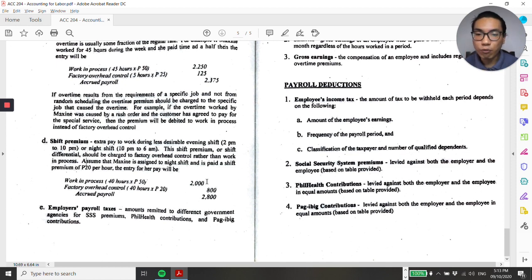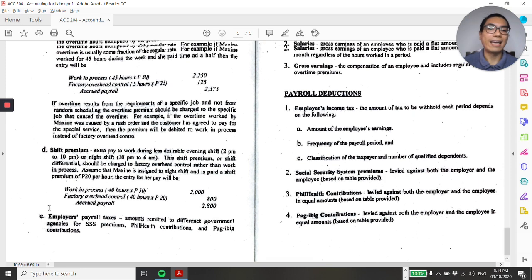Ayan. And for us to identify ano ba yung factory overhead account natin, it should be debit to class yung 800 dito. So that would be based on the 20 pesos per hour na given na shift premium times 40. Yan. Which will give us 800. That's why the accrued payroll is amounting to 2,800. Ayan. And syempre yung employer's payroll taxes natin, pag i-remit na to different government agencies, kailangan ma-close out or ma-revert na yung mga na-create natin kanina na payable account. And then yun.